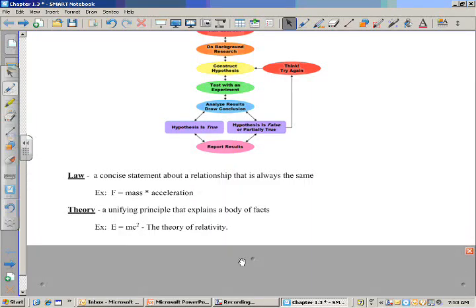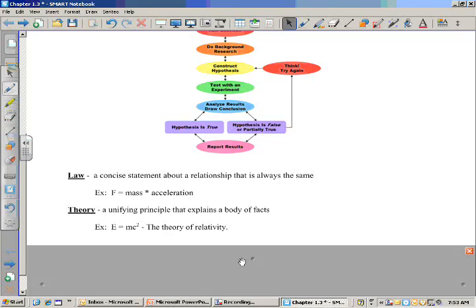Once you've studied and formed some results, it leads to the formation of either a law or a theory. There's a big difference between the two. However, a lot of times people use them interchangeably and think they mean the same thing. They really do not. A law is a concise statement about a relationship that is always the same. The key there being, always the same.